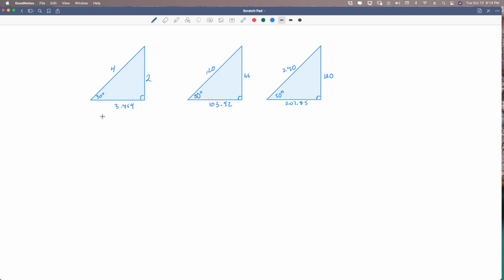Now let's talk about an adjacent angle. In talking about this 30-degree angle, the hypotenuse is always called the hypotenuse. It is never called an adjacent side. The adjacent side is going to be the side that makes that angle that is not the hypotenuse. Okay? So this would be the adjacent side, this would be the opposite side, and this is always the hypotenuse. So that being said, let's look at the measurements of these triangles.